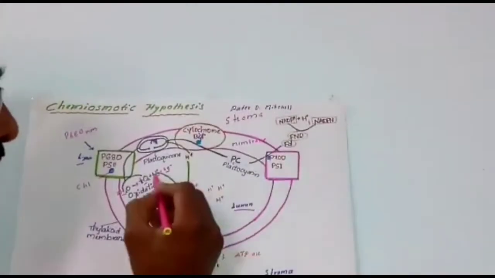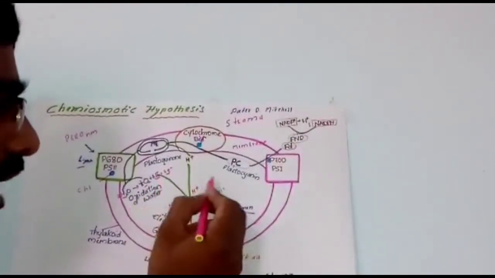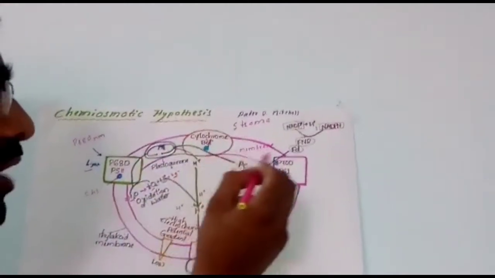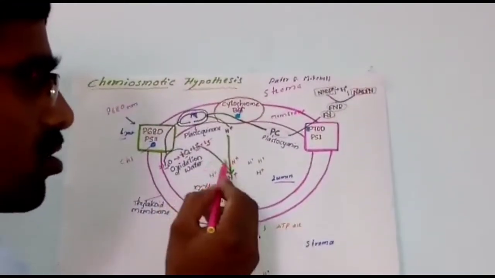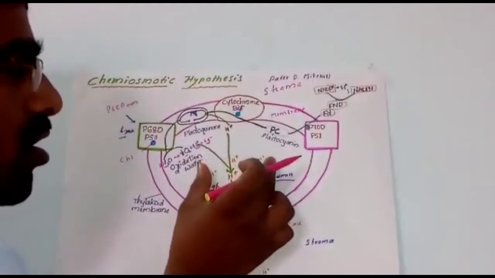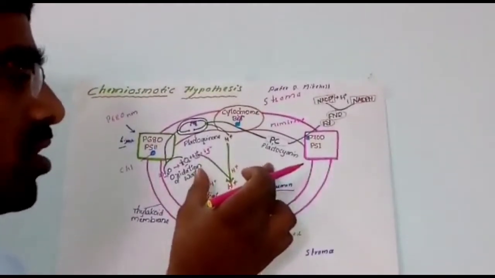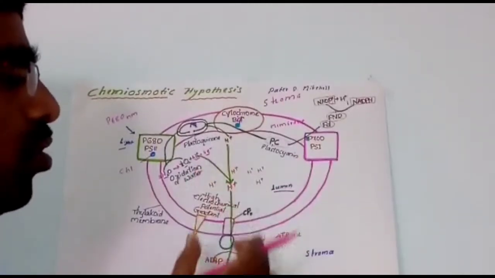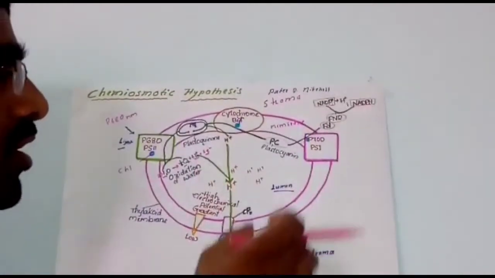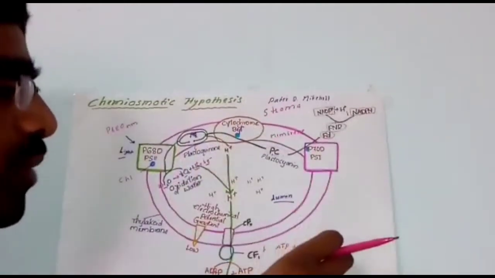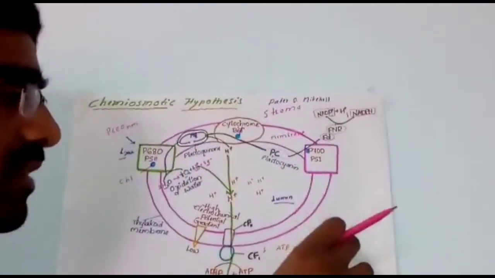After some course of time, the proton concentration accumulates within the lumen area, while the electrons pass through the electron acceptors. The concentration of protons within the lumen area increases. Then protons will try to move from high concentration to low concentration. Where is the low concentration? In the lumen area, the proton concentration is more, but in the stroma area, the proton concentration is less.